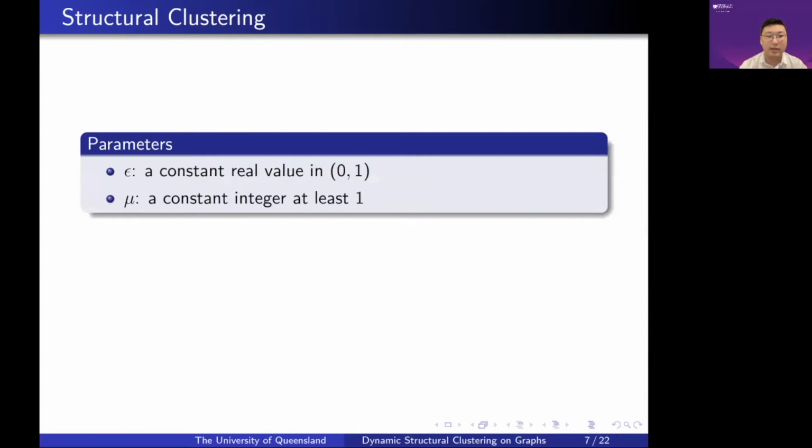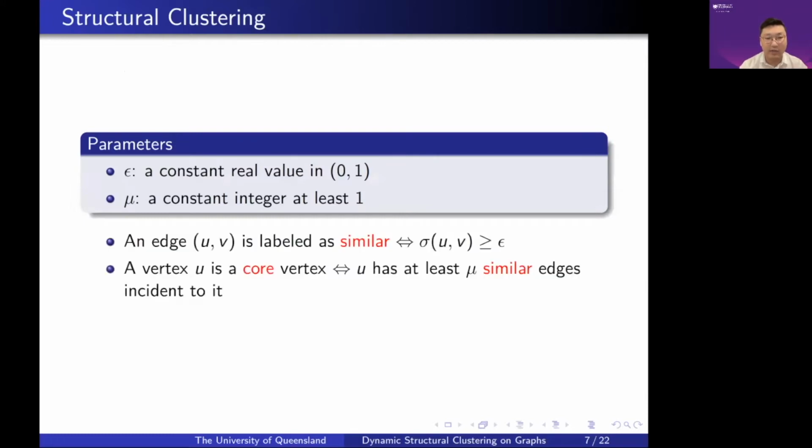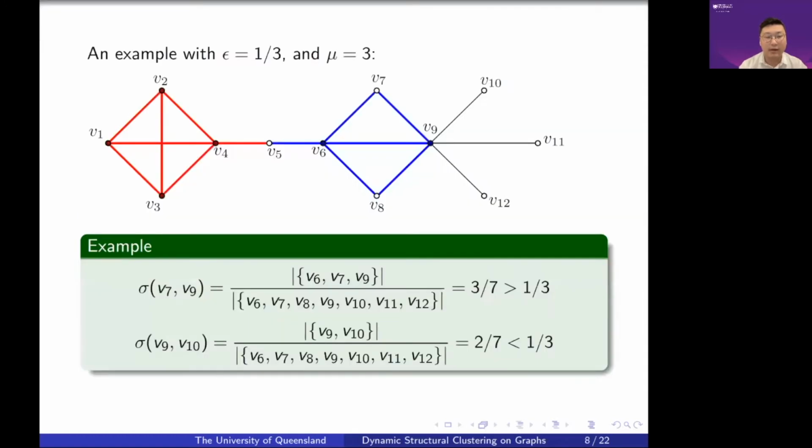There are two parameters in structural clustering: one is epsilon and the other is mu. We label an edge uv as similar if and only if sigma(u,v) is no smaller than epsilon. We call such an edge a similar edge for short. A vertex u is called a core vertex if and only if u has at least mu similar edges incident to it. Here is a running example of structural clustering with epsilon set to 1/3 and mu set to 3.